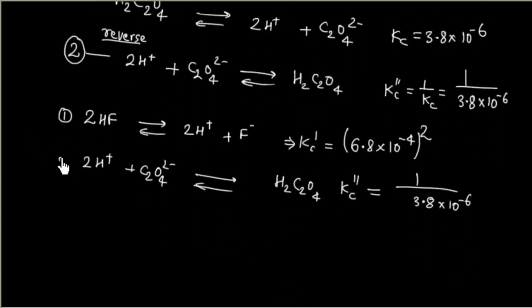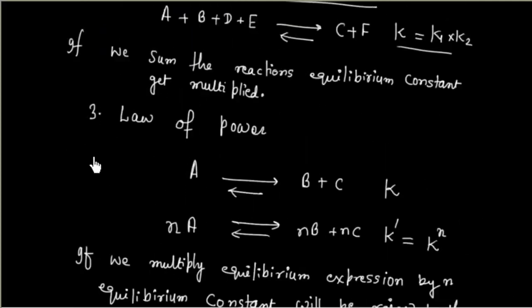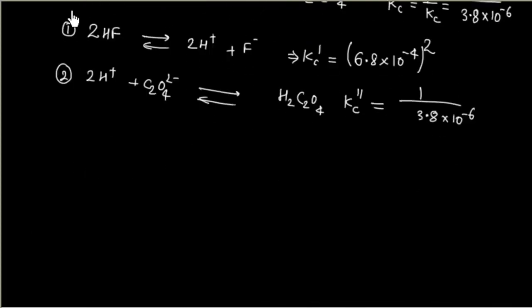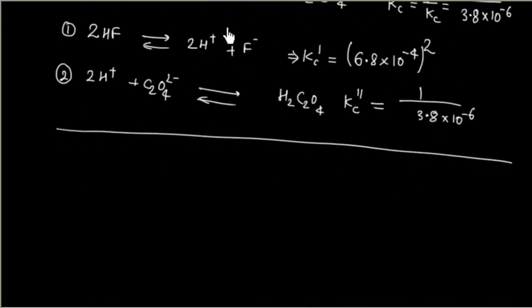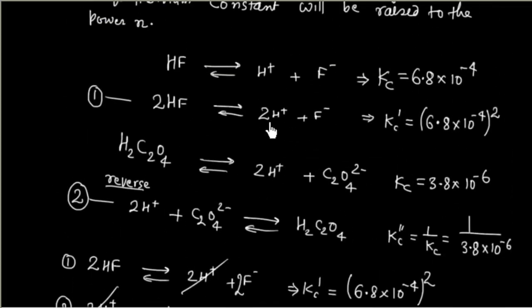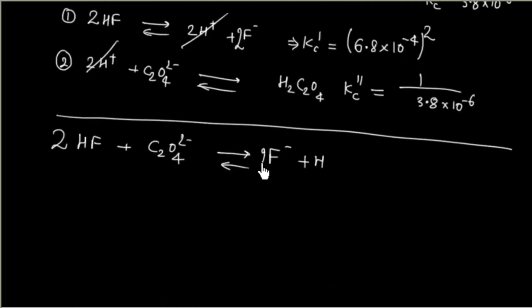Now we can get the overall equation, this one. We can get the overall equation if we basically sum these two equations. So let us sum these two equations. If I sum these two equations, we have 2HF plus C2O4 2 minus, and this will give you F minus plus H2C2O4. Basically this should be 2F minus, because I have multiplied by 2, so there should be a 2 here. So this is 2F minus, that is H2C2O4.